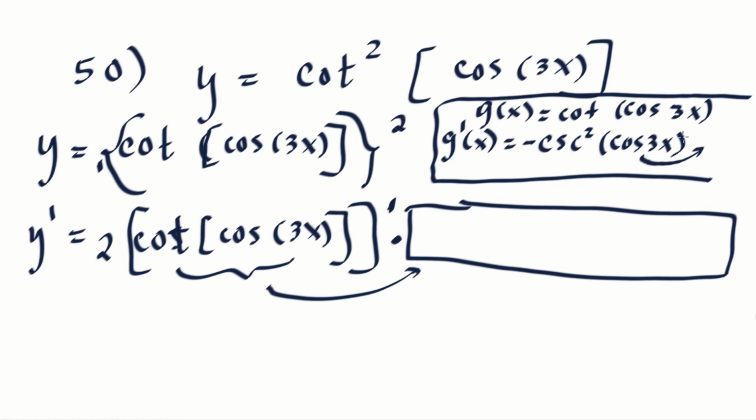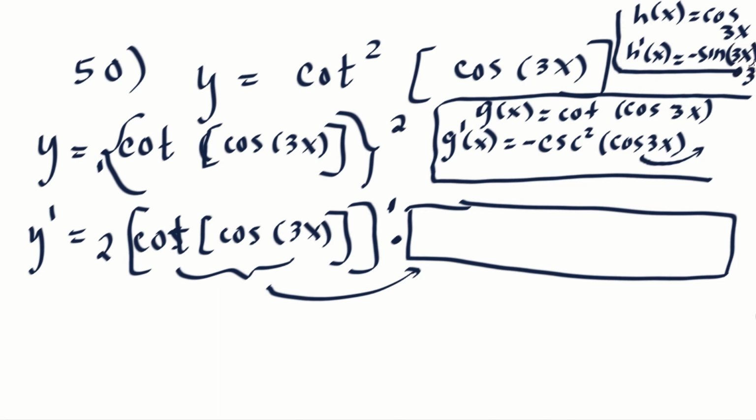So what is the derivative of cosine 3x? That's another function. Let's say h of x is cosine 3x. The derivative is negative sine 3x times 3. So this is going to be negative 3 sine 3x. So all of this will go inside this box. We're going to start with negative times negative. I see two negatives here, so now it's a positive, positive 3 sine 3x.